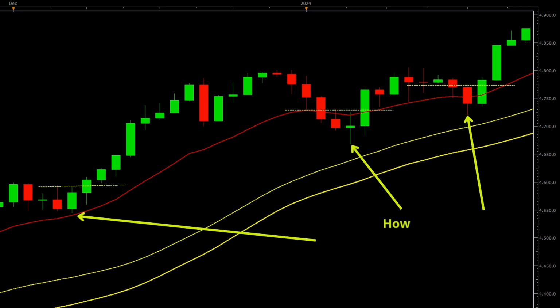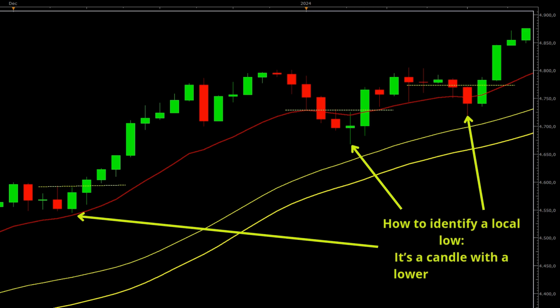Here on the chart, you can see a few examples. Each of these candles has a low that is lower than the previous one, making them all potential local lows where we can look for our entry trigger.